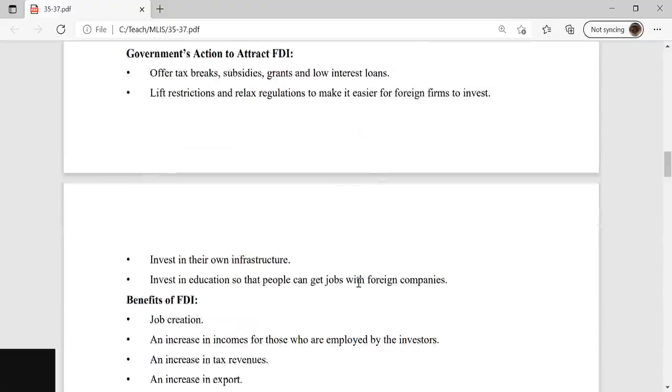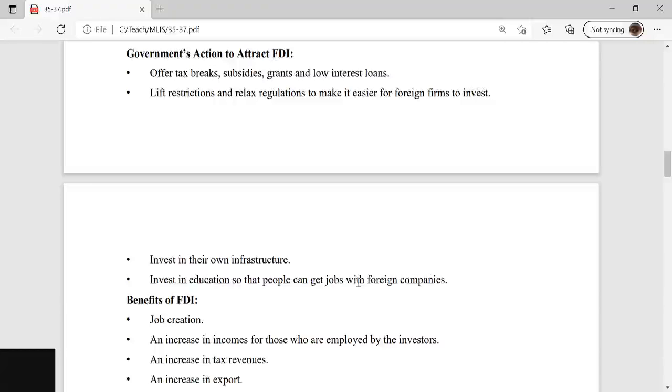Have a second. So we were discussing chapter 36. This is from paper 2. We are discussing the multinational company and foreign direct investment. We were discussing a specific topic, about how the government can attract foreign direct investment.